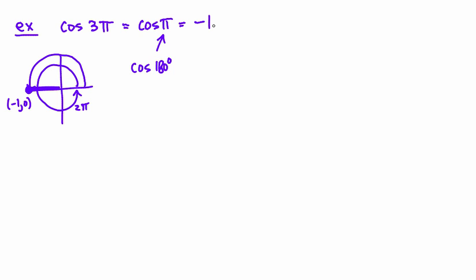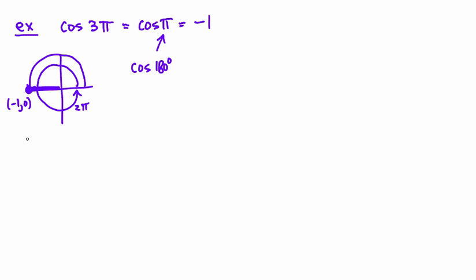You can double check this on a calculator, and please, please, please do so. So type in cos pi, make sure you're in radian mode, and see if you get negative 1. Then type in cos 180 degrees, making sure you're in degree mode, and get negative 1. I would do that before moving forward at all with this video.